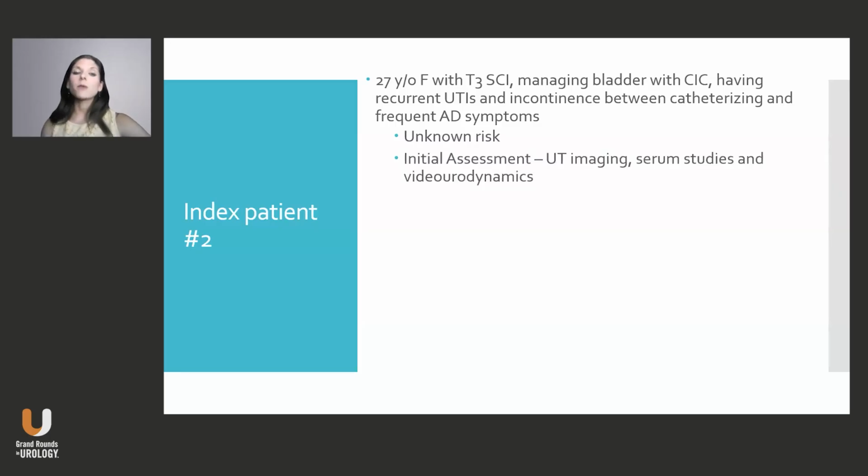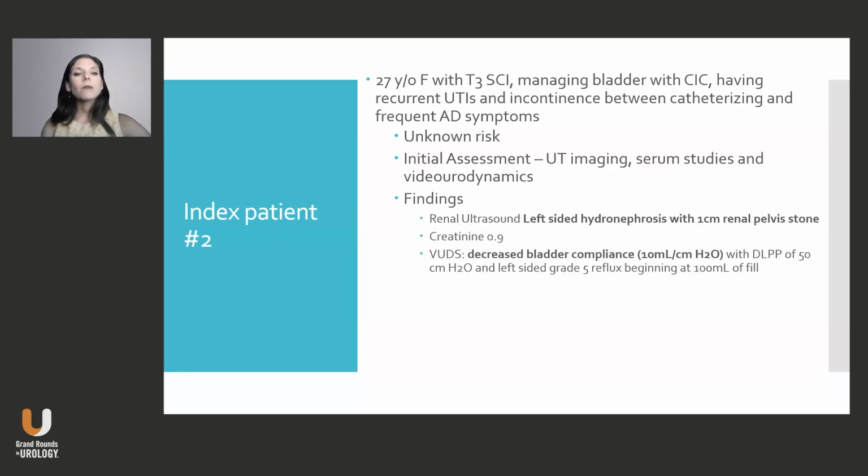So we do our initial assessment. We get our upper tract imaging, we get our serum studies, and we get our video urodynamics because we have them at our institution. And we find that with her renal ultrasound, she has left-sided hydronephrosis and she has a 1 centimeter renal pelvis stone. Her creatinine, fortunately, is 0.9.